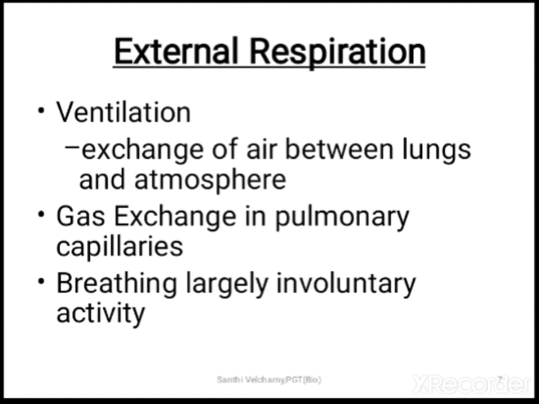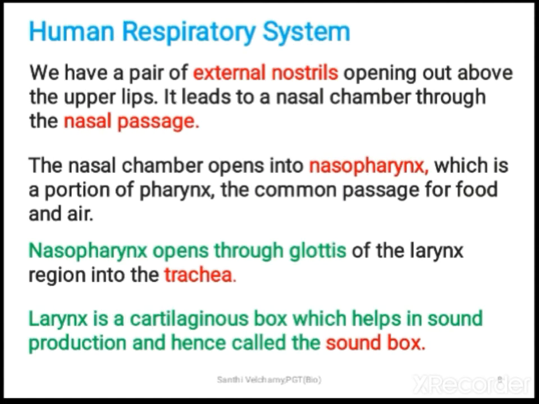In the human respiratory system, we have a pair of external nostrils, which continue into the nasal passage, and later the nasal chamber opens into the nasopharynx. This portion of the pharynx is a common passage for food and air. The nasopharynx opens through the glottis of the larynx region into the trachea.